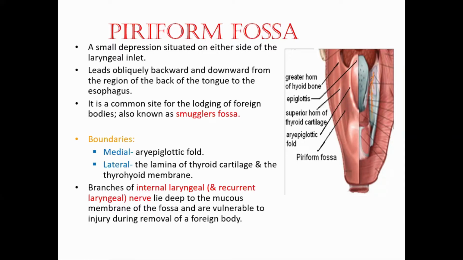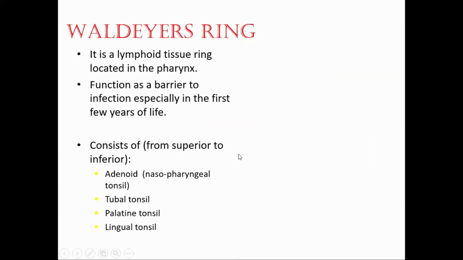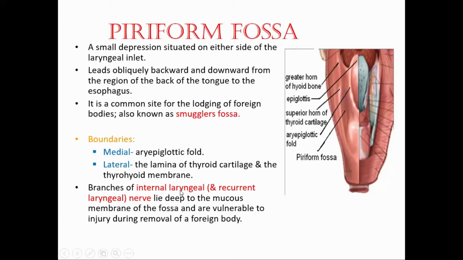The thyroid membrane is pierced from the lateral to the medial side by the internal laryngeal nerve and the recurrent laryngeal nerve. Because of that, note the importance of the pyriform fossa: foreign bodies, fish bones, get caught at this point. So during the removal of those foreign bodies, you have to be careful. You have to be careful. Deep to it lie the internal laryngeal nerve and the recurrent laryngeal nerve.